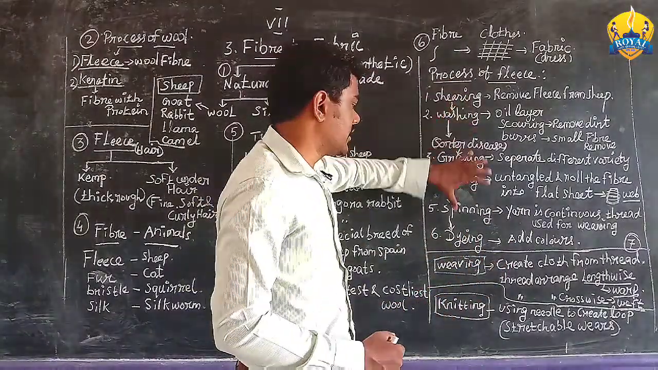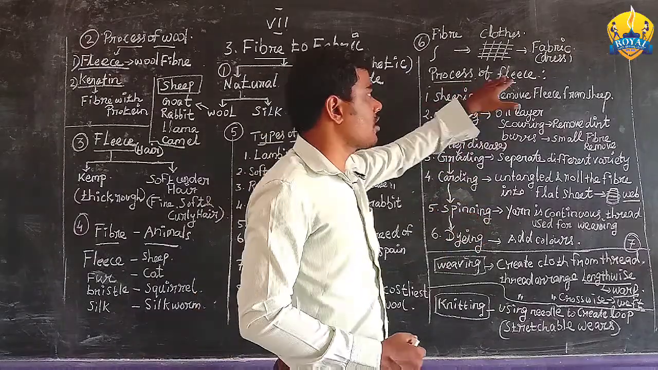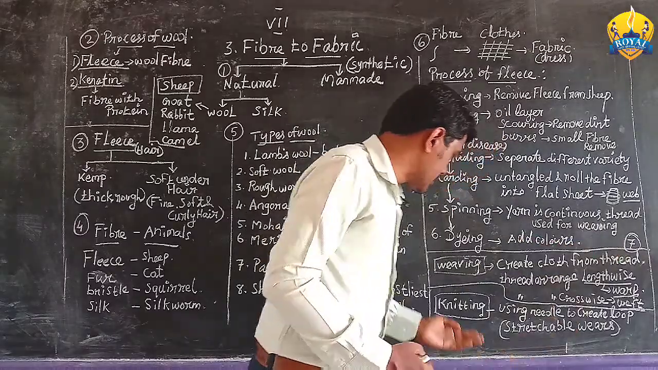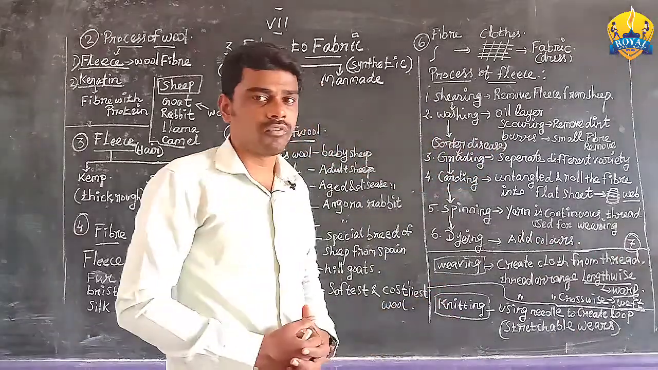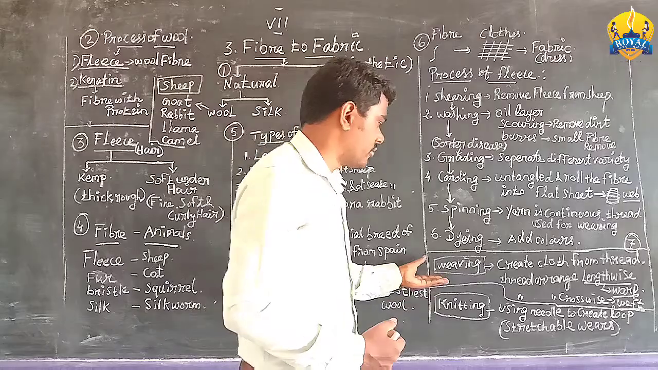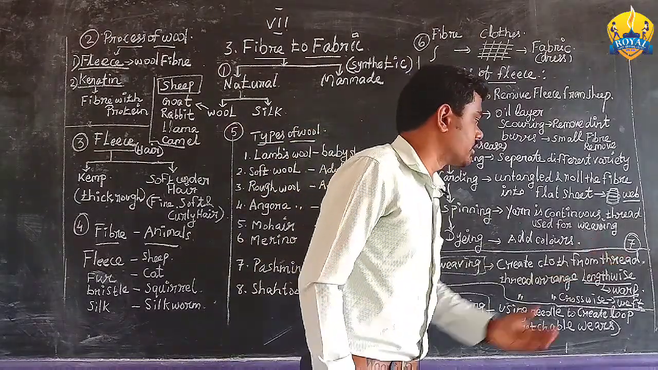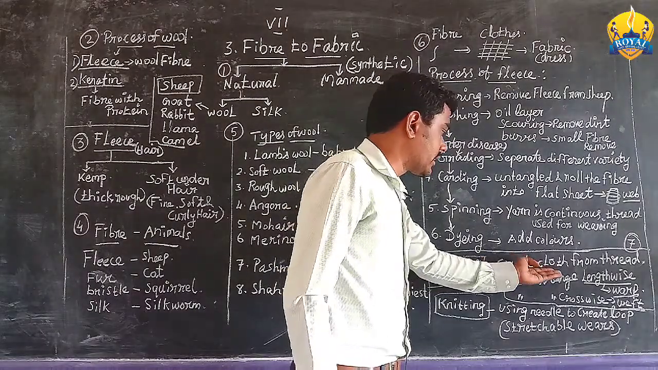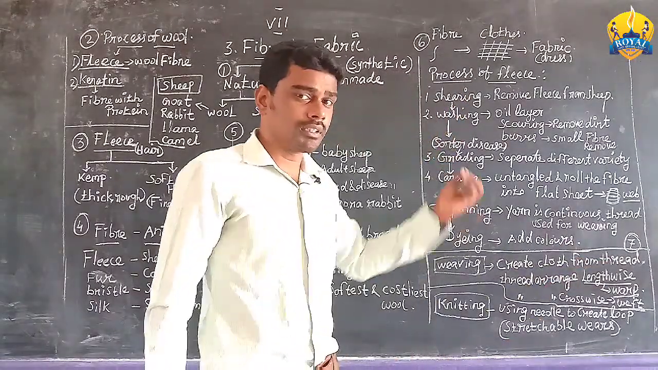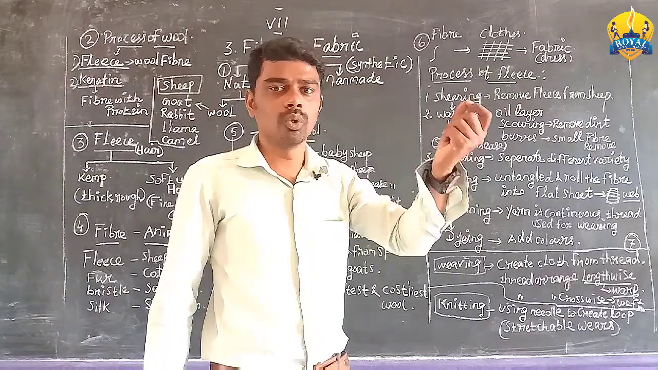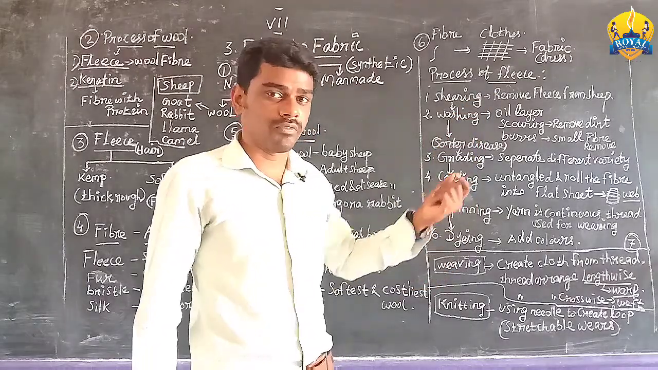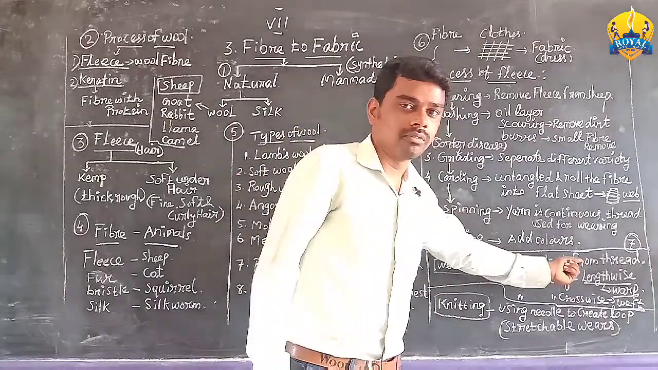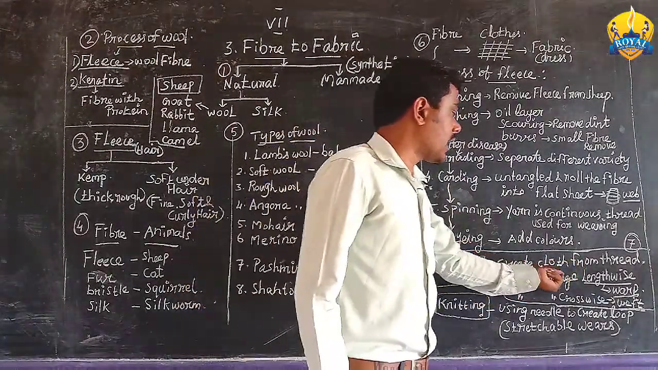So these are all the different processes of fleece. And the last thing, the seventh: weaving and knitting. What is weaving? Weaving is creating cloth from thread. I already told you about weaving here: it creates cloth from thread. A single thread we gain from the goat or sheep. Afterwards, after the dyeing method, the cloth is formed.